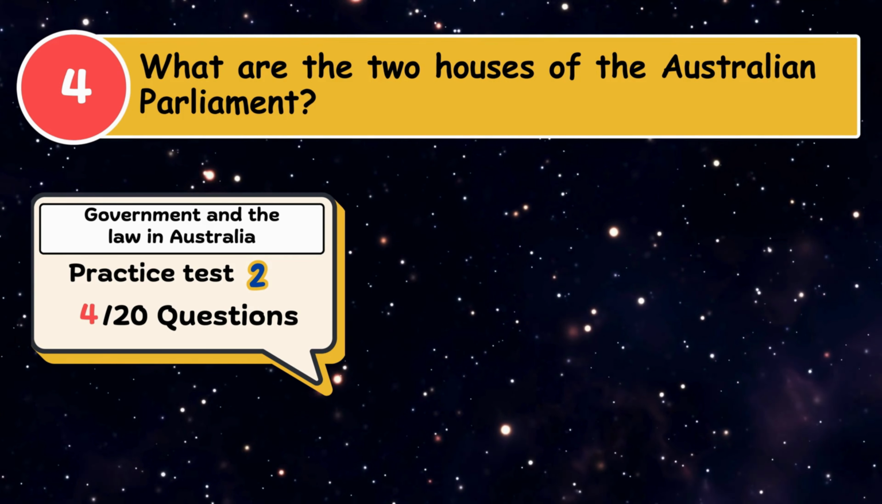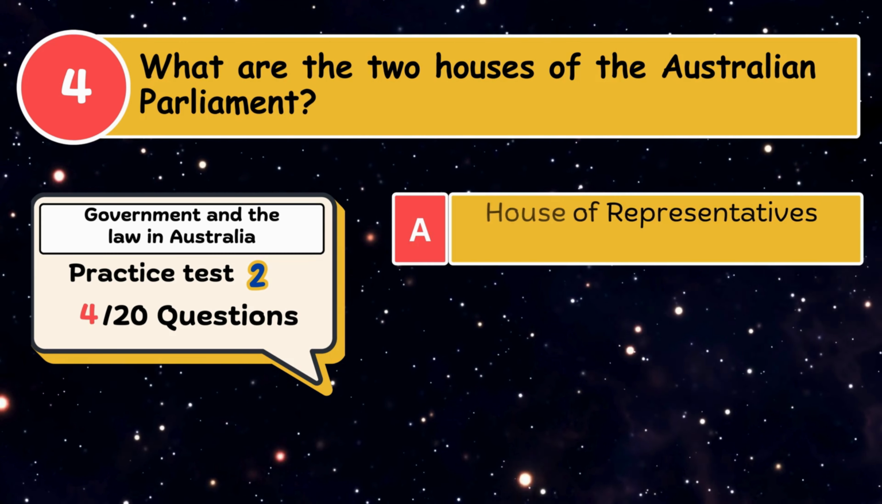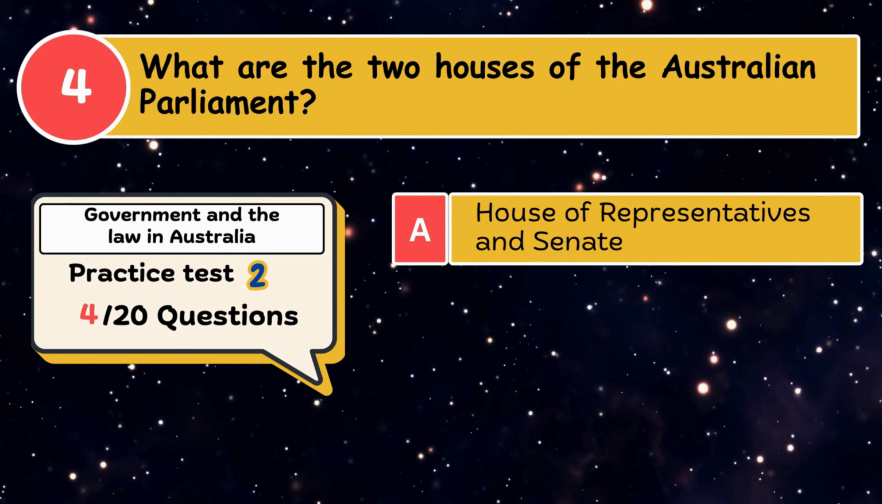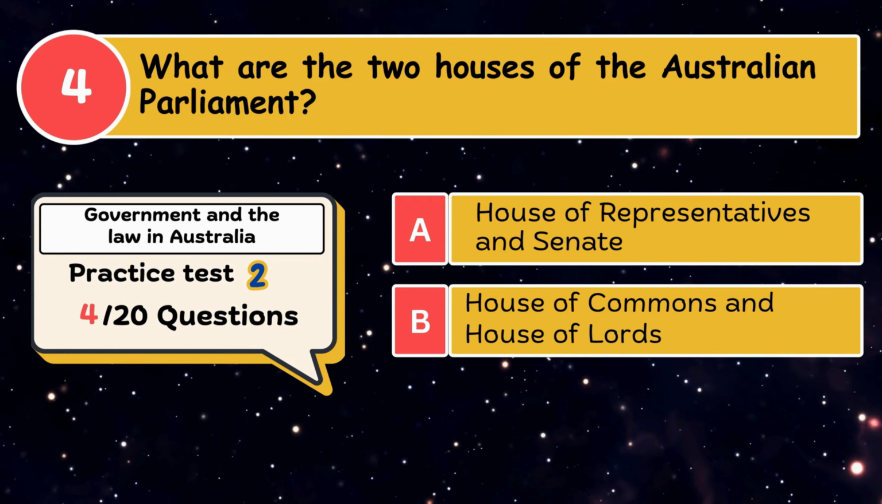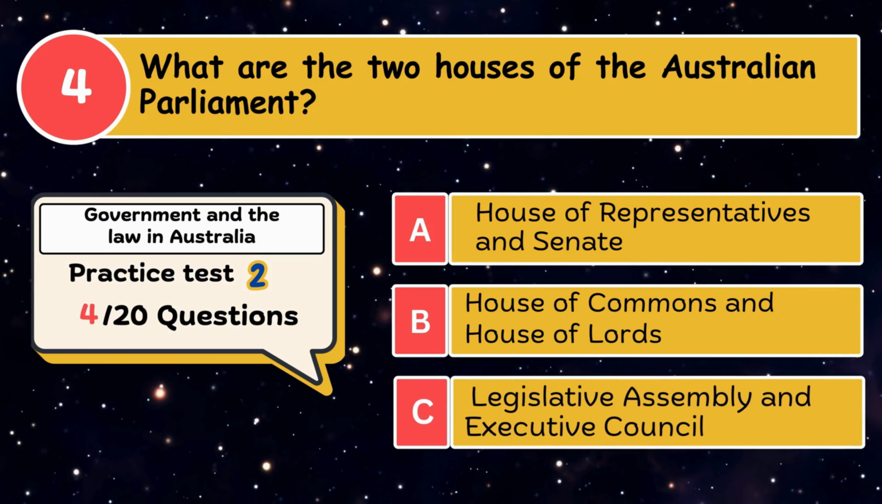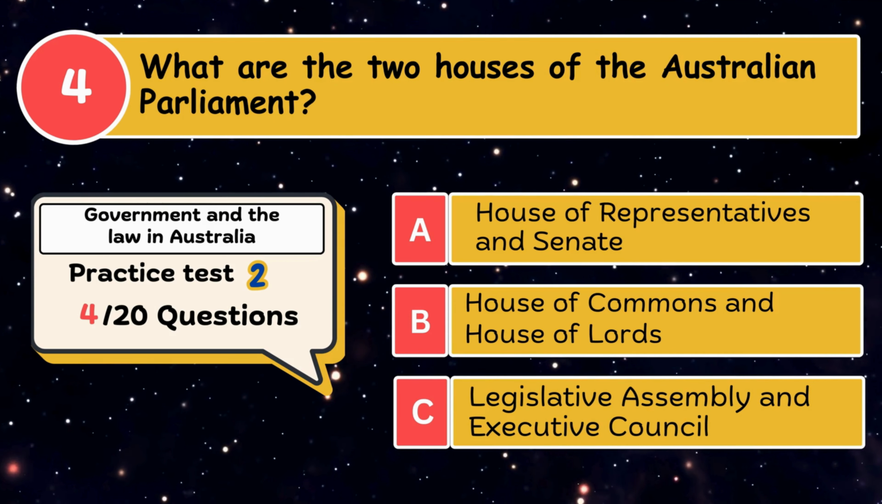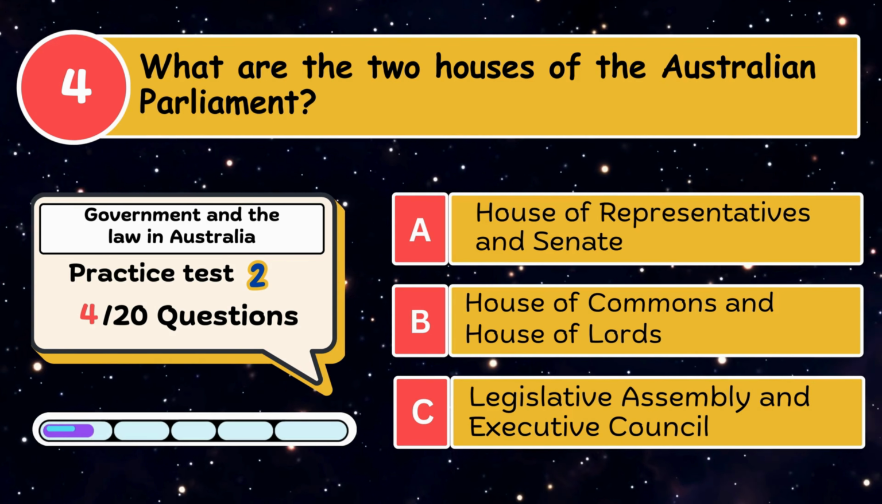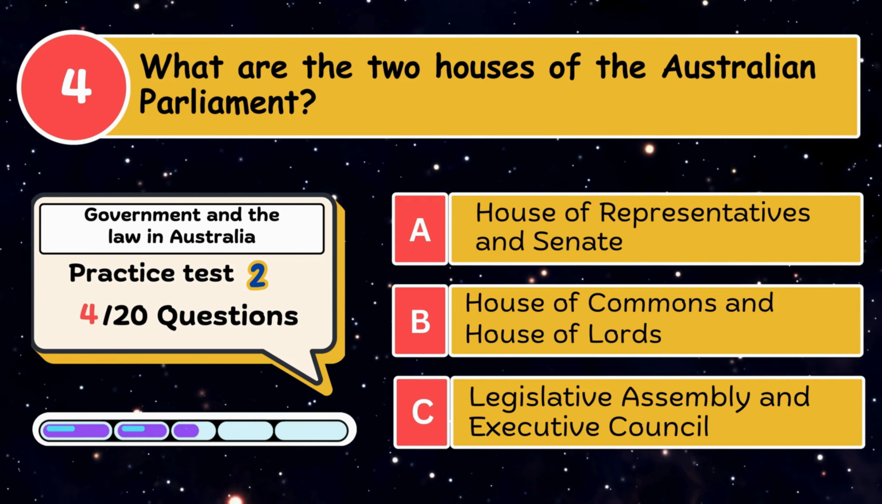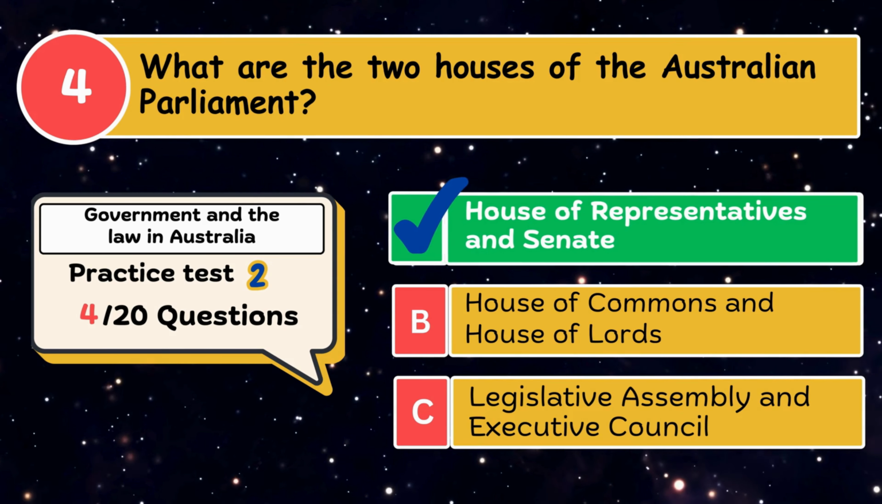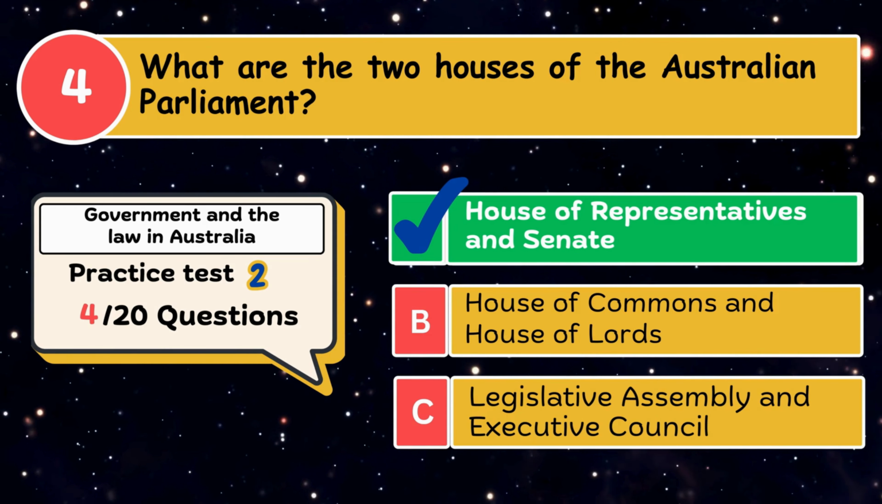What are the two houses of the Australian Parliament? A, House of Representatives and Senate. B, House of Commons and House of Lords. C, Legislative Assembly and Executive Council. The correct answer is House of Representatives and Senate.